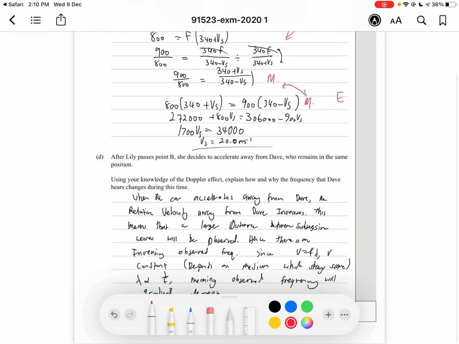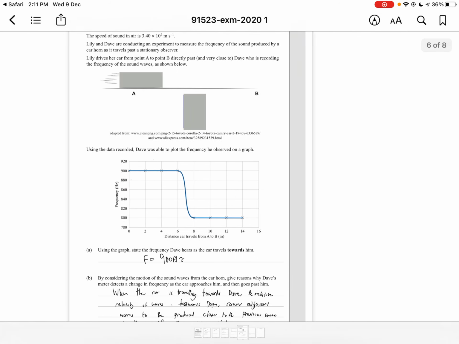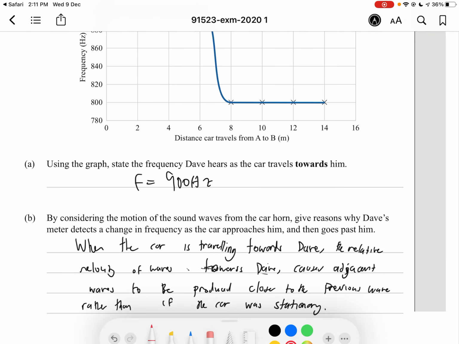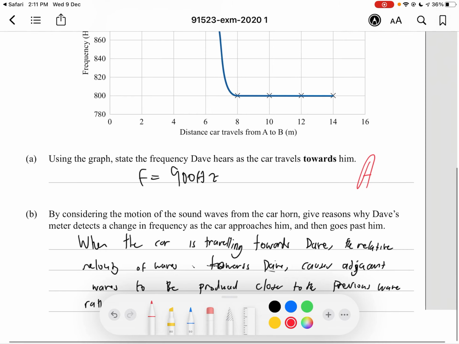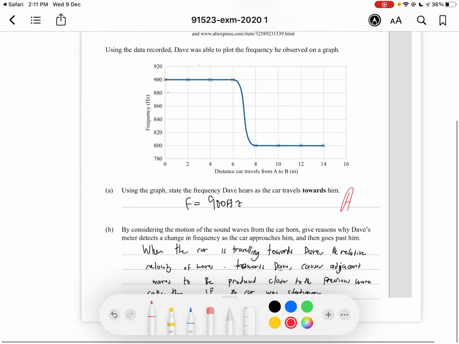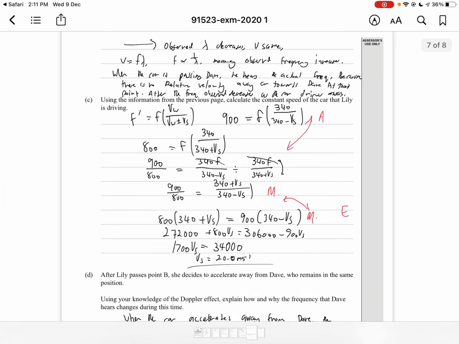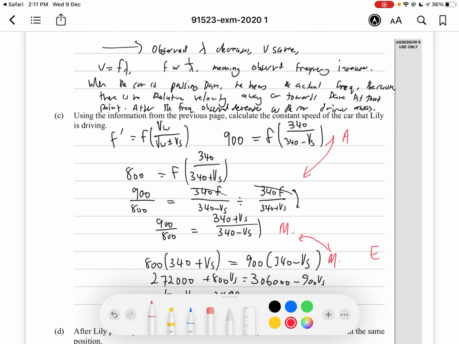Right, and that's that question, and that should just be a merit level question. You just need to link it to the observed frequency gradually decreasing. In terms of question A, that should be achieved. That's a very simple, straightforward question. Question B should be a merit level question, in case you link the different things that happen when the car is approaching Dave, when it's passing Dave, and when it has passed Dave.